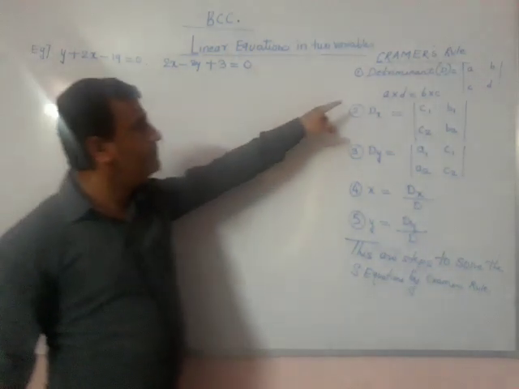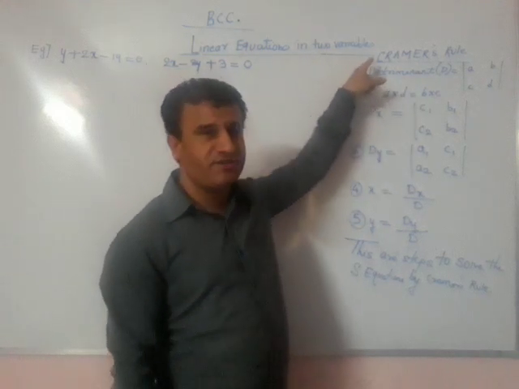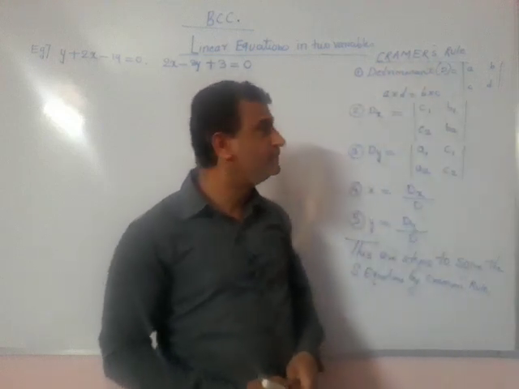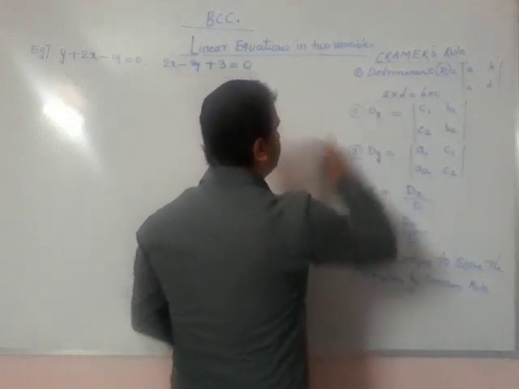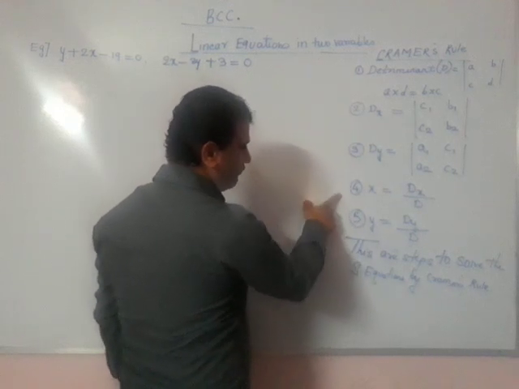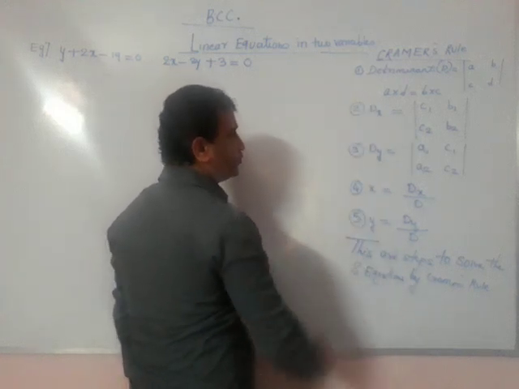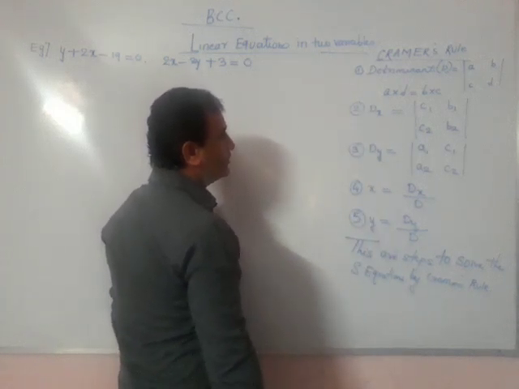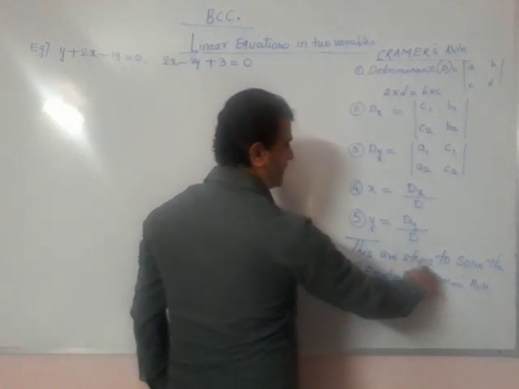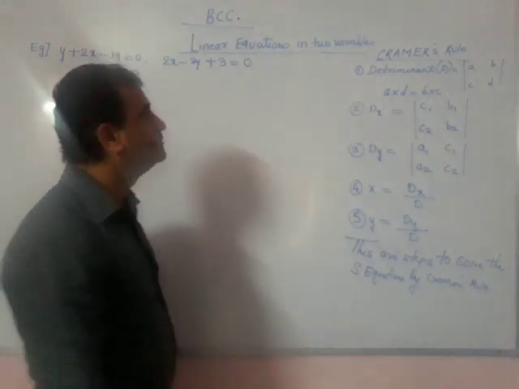Today we will start the last method of solving linear equations in two variables, that is by Cramer's rule. As you can see here, these are the 5 steps to solve by Cramer's rule. Let us study all these 5 steps. Steps to solve simultaneous equations by Cramer's rule.